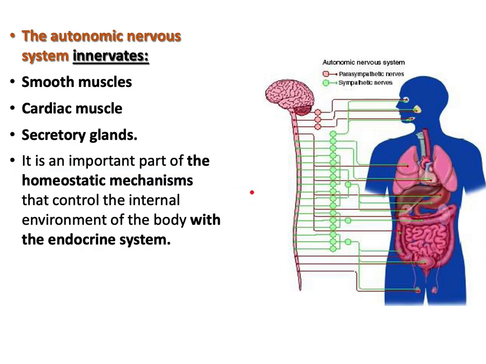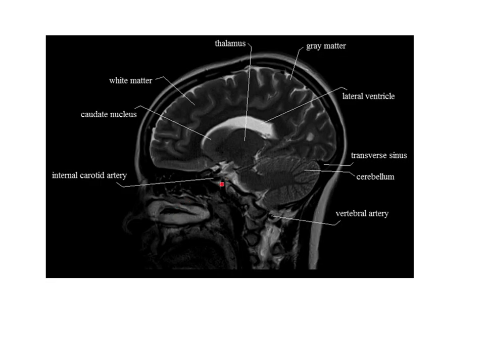The autonomic nervous system, of course, controls something involuntary, so you don't have control over it. It's automatic. The autonomic nervous system innervates smooth muscle, cardiac muscle, and glands. So it plays an important part in the homeostatic mechanism in your body, in collaboration with the endocrine system.